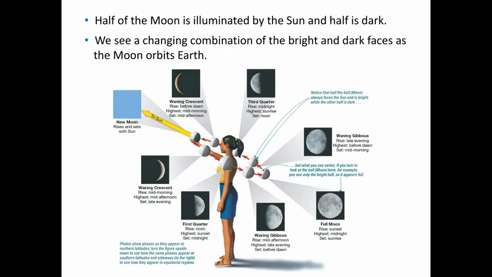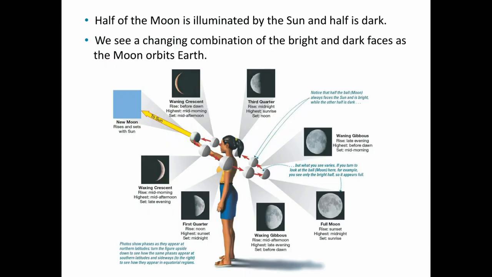And as we keep going, eventually now, the sun is still over here. Now the face of the moon that's totally illuminated is the side that's facing the Earth. So now you can see all of the illuminated part of the moon. And so we go through these different phases.